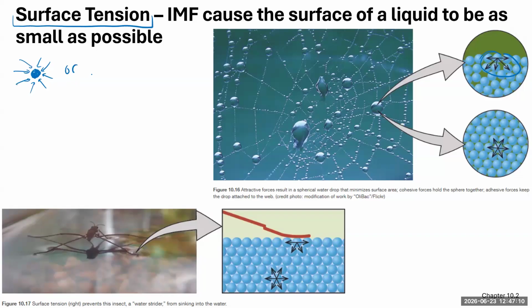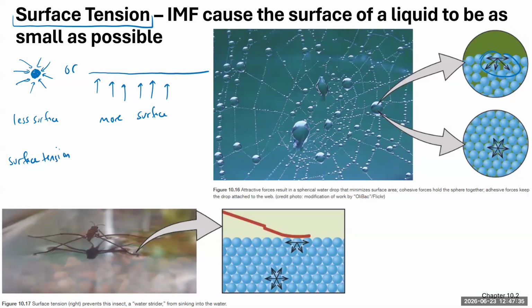Or you can lay that water out in a flat line and you have a lot more surface area, right? So more surface, less surface, right? This is surface tension. The water's doing whatever it can to limit the amount of surface. So what it does, it bunches up really tight, right? This keeps it from having a lot of surface area, right?